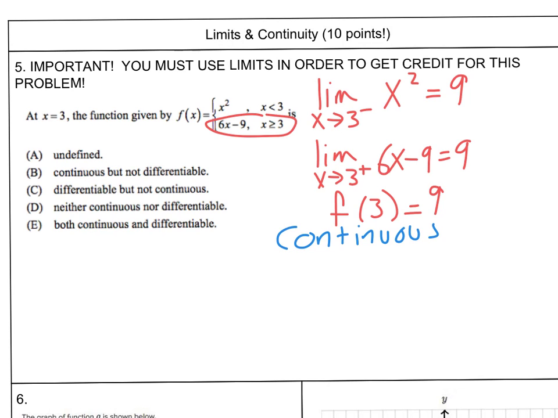Without showing the limits here, you can't earn points for this problem. You have to show the limits, both left and right, in order to get any credit for this problem.